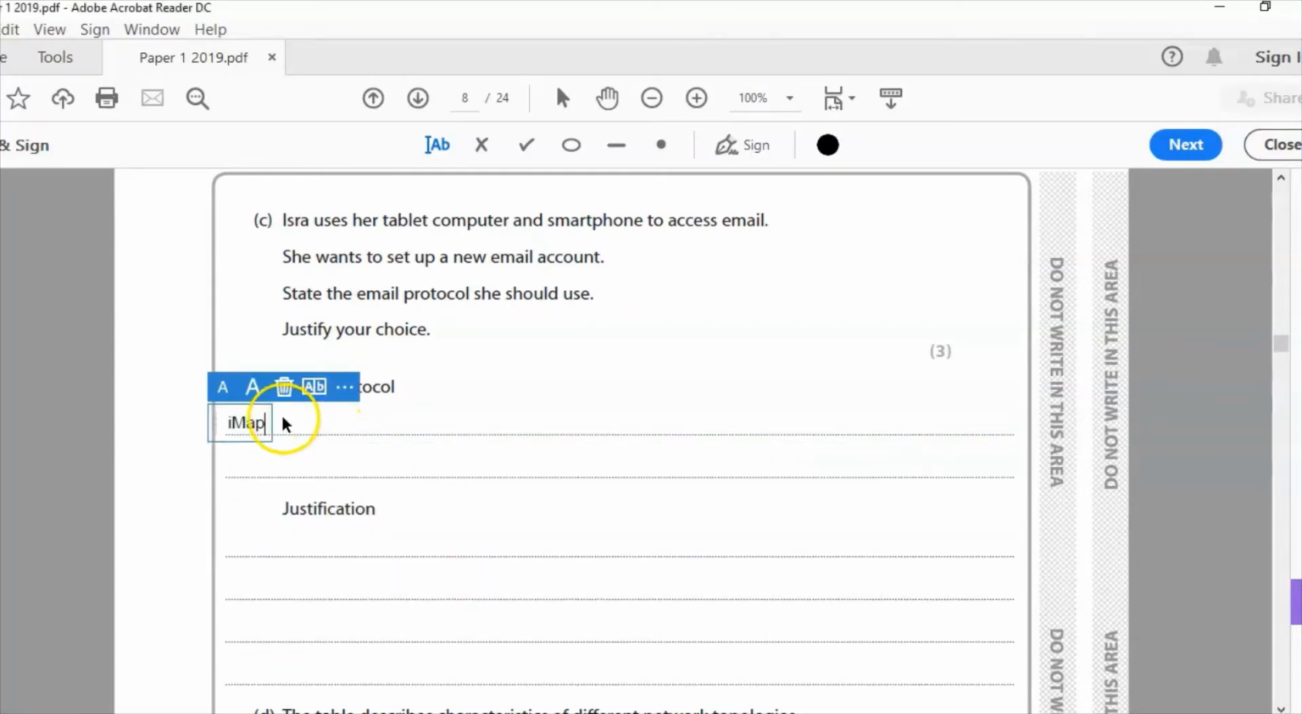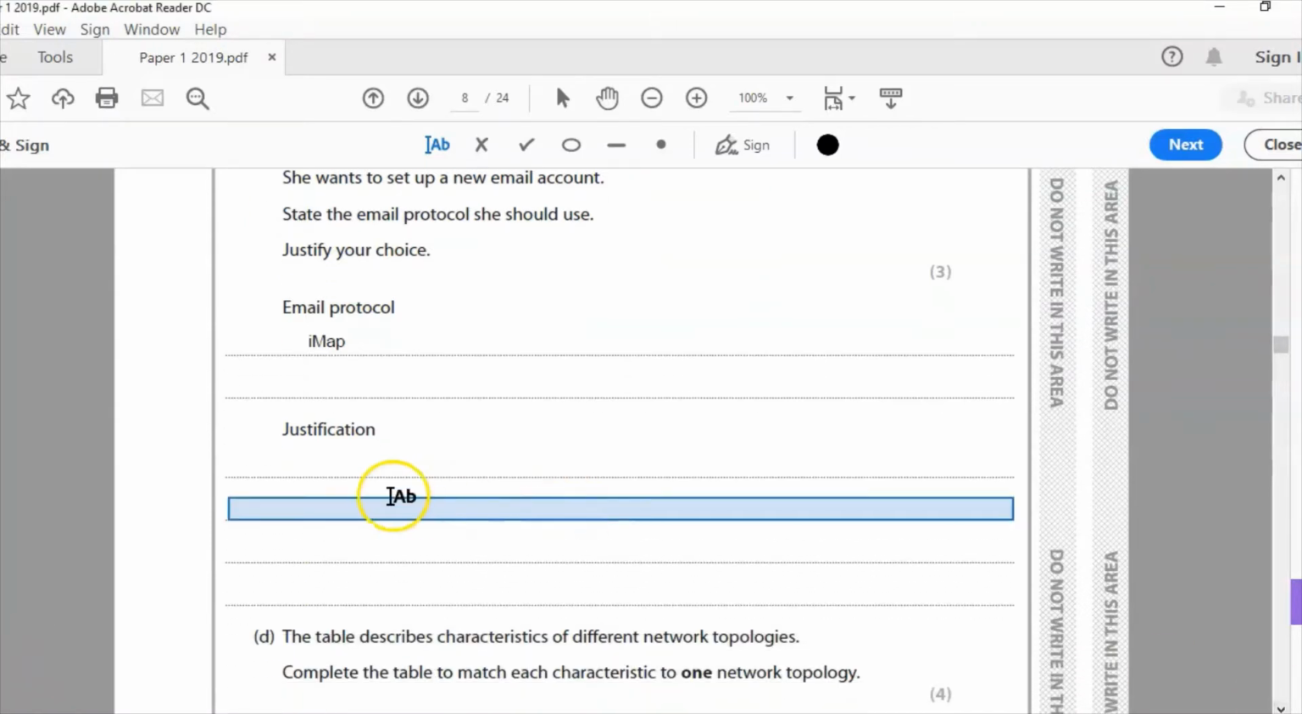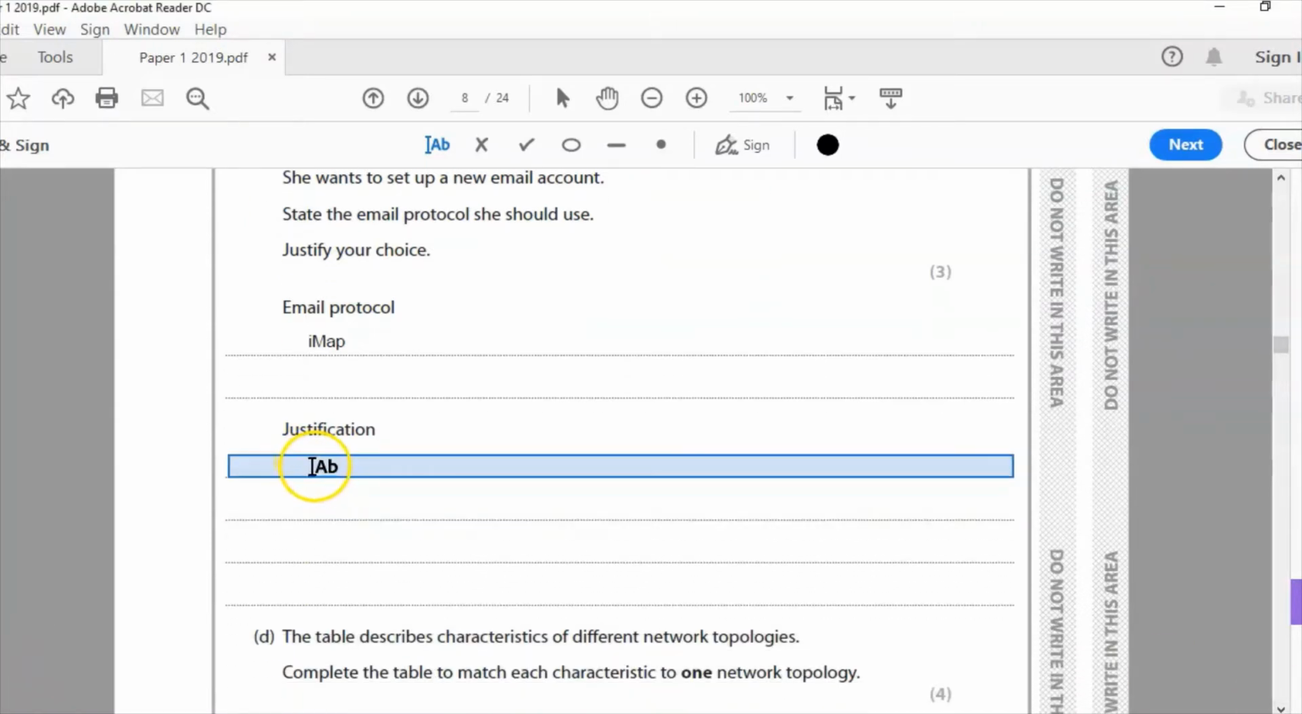And the reason for that is because IMAP stores the message on the server. Unlike POP3, which downloads the message from the server, it stores the message on the server so she can access it from her tablet, her smartphone, whatever device she wants to use, she can access her email from that server. So this question is a 3-marker. So you get 1 mark for the correct protocol, IMAP, and you get the extra 2 for the justification.